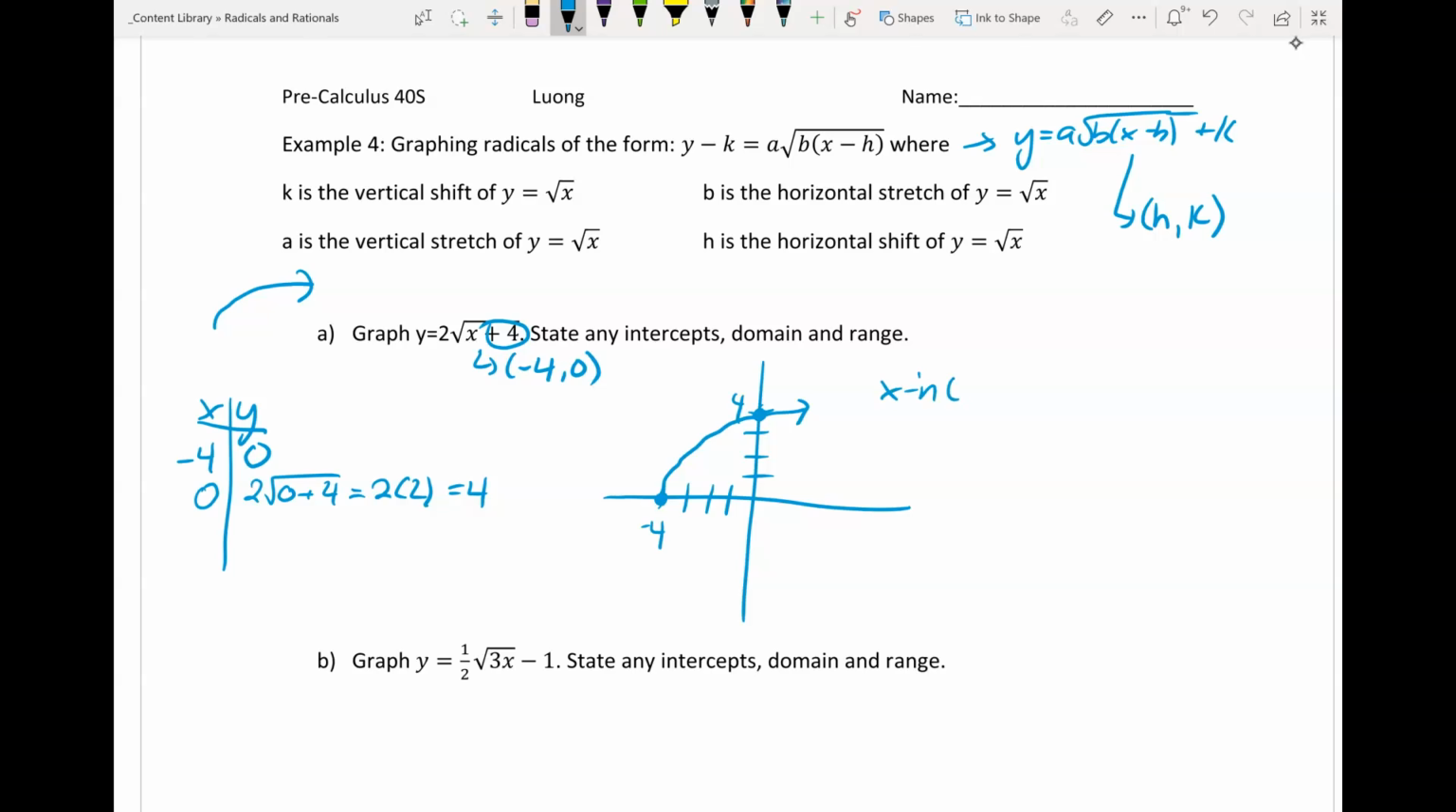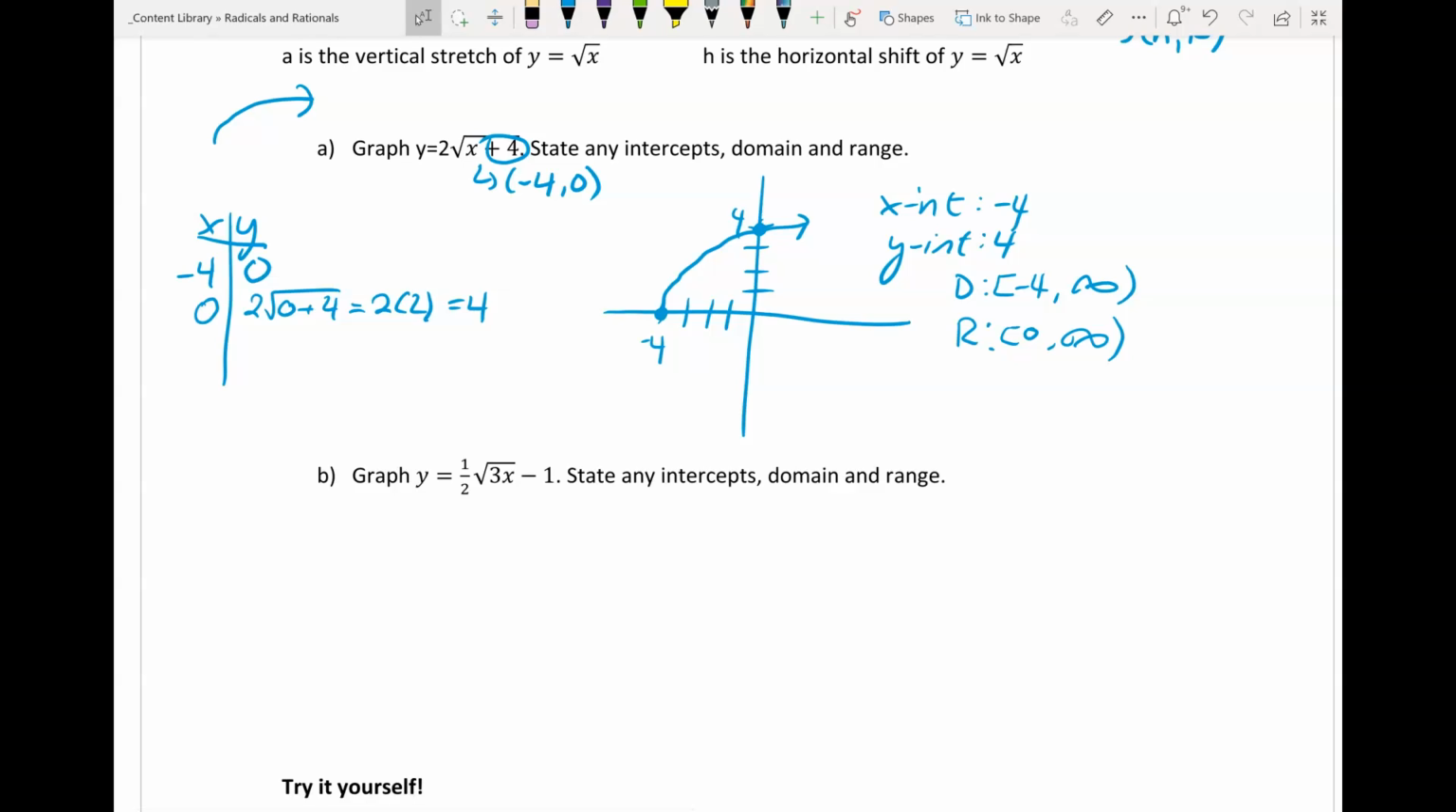Your x-intercept is -4. Your y-intercept is +4. Your domain, from left to right, your most left point is -4, and we touch it and it goes on to infinity. Your range is your lowest y point, which is 0, and we touch it and that goes on to infinity.